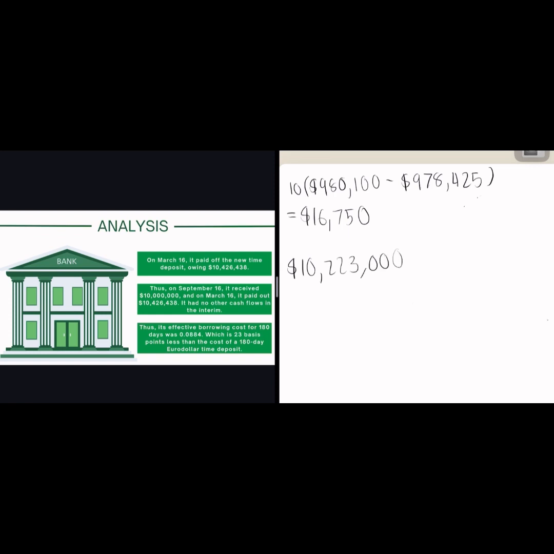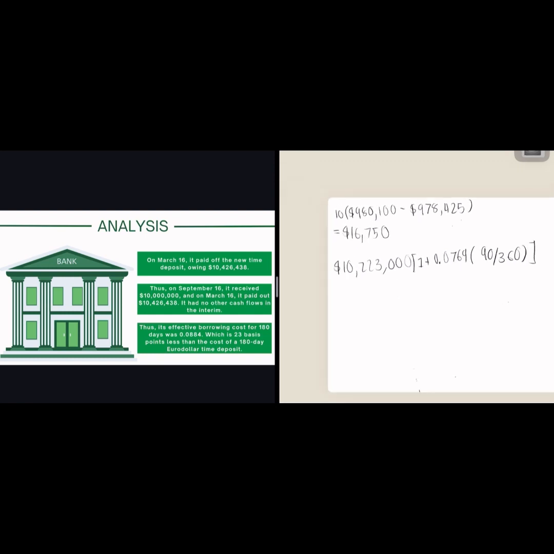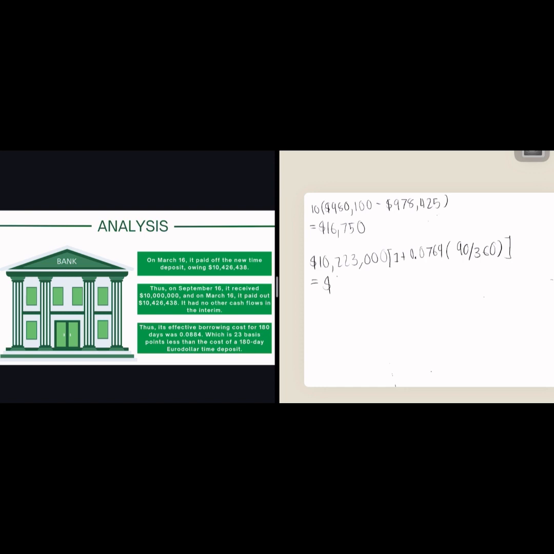So 10,223,000 times 1 plus 0.0769 multiplied by 90 over 360, and we will get the 10,426,438. So here is the new time deposit owing 10,426,438.